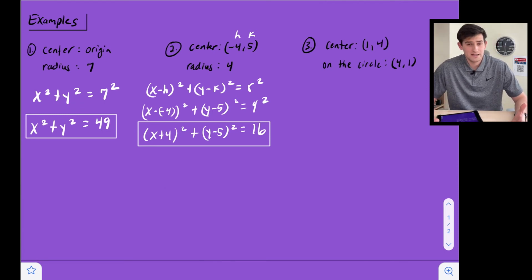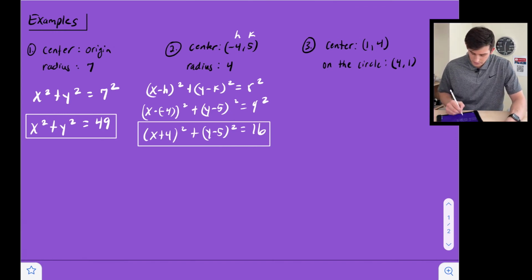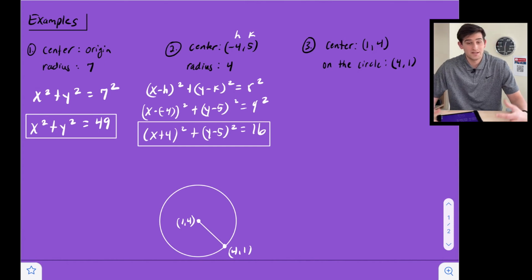All right, now for our last one. We don't know what the radius is because we are given the center of the circle and a point on the circle. If we were to draw a little diagram here, let's say our center is here, and that is 1, 4, and a point on the circle would be right here, and it is 4, 1. So we need to find this distance right here. Well, it's a diagonal distance, so let's use the distance formula.